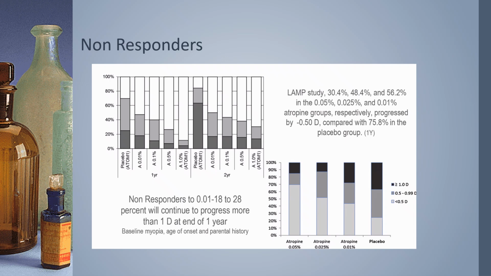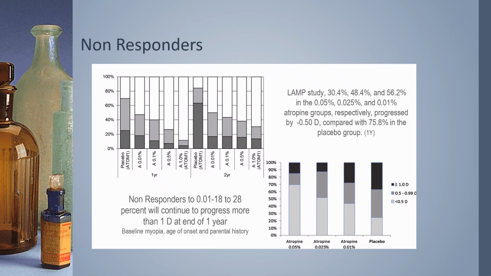Non-responders is indeed a reality. So if you go back to the charts, you will see that even in LAMP, or even in most of these studies, almost 30%, 48%, and 56.2%, almost 50% on 0.01% did not progress by more than 0.5 diopters. So non-responders are a reality. Among non-responders to 0.01%, 18 to 28% will continue to progress beyond 1 diopter. So these are actually super non-responders rather than just being non-responders.